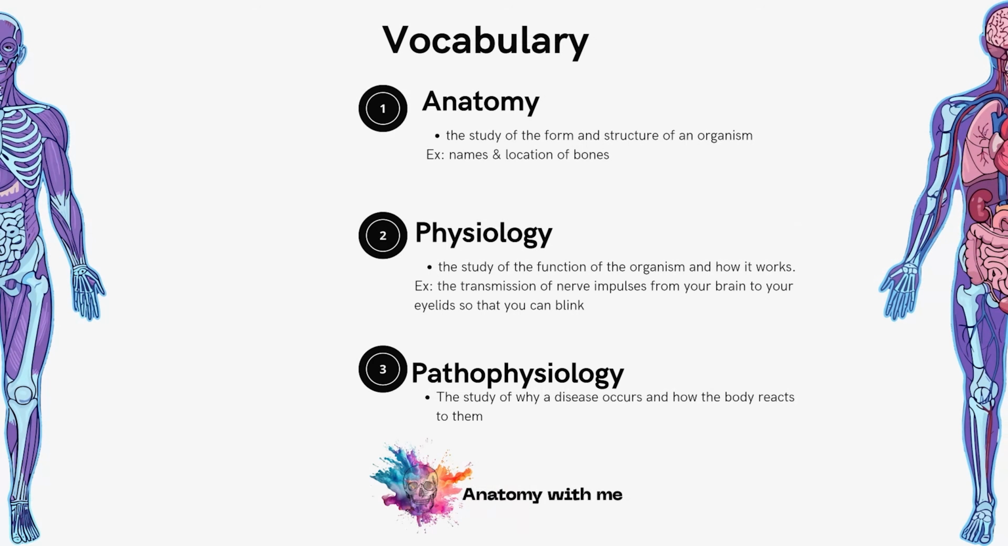Before we get started, I want you to know the difference between anatomy, physiology, and pathophysiology. You're taking anatomy and physiology, you need to know the difference between these terms. Anatomy is the study of the form and structure of an organism, for example, the names and locations of bones, where physiology is the study of the function of the organism and how it actually works. So for example, it's the transmission of nerve impulses from your brain to your eyelids so that you can blink. Pathophysiology is going to be the study of why a disease occurs and how the body actually reacts to it. All of these terms are important when going into anatomy and physiology.